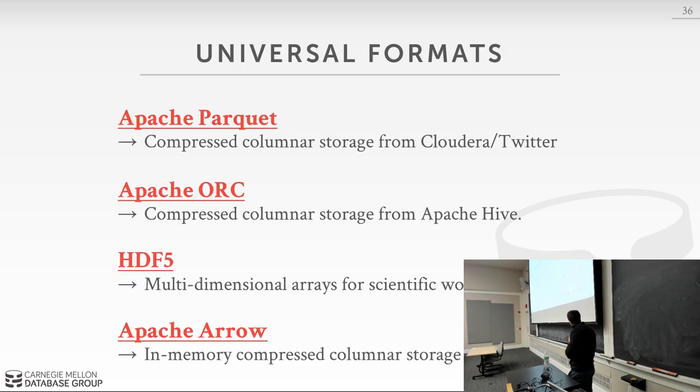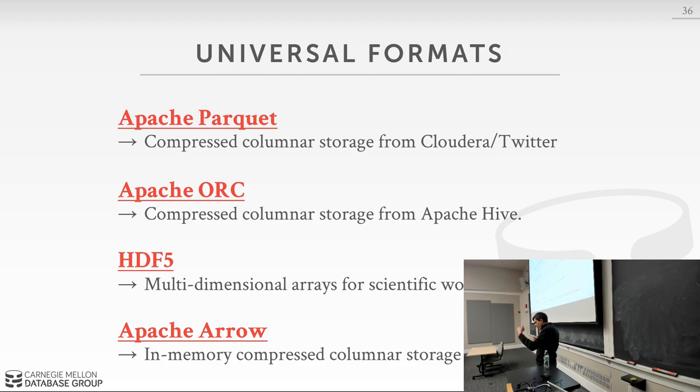These are probably the four most famous ones. The oldest is actually HDF5, the Hierarchical Data Format, which came out in the 1990s. It's a multidimensional data file format for scientific workloads, so you don't see it a lot in organizations; you see it mostly in big research or scientific labs. The ones you may have heard of are Parquet and ORC. Parquet came out of Cloudera and Twitter, and ORC came out of the Apache Hive project.